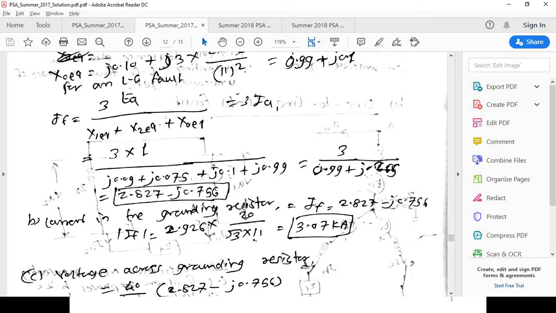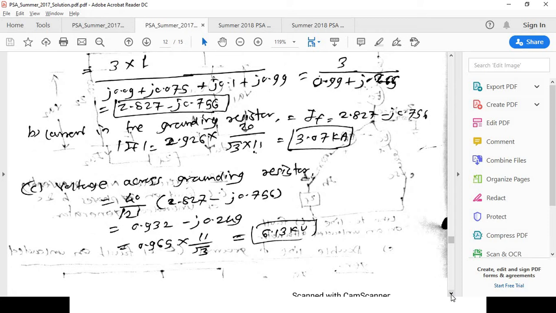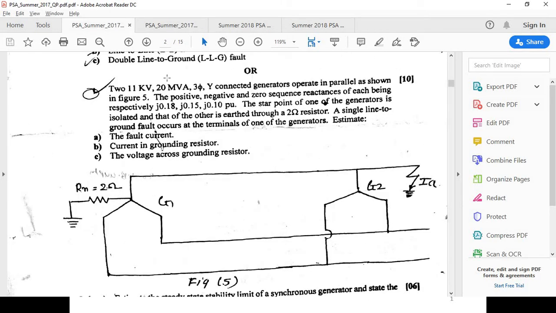kilo ampere. And voltage across the grounding resistor is nothing but resistance into current, that is 40 into 2. Sorry, voltage across the grounding resistor is 40 upon 2 into 2.827 minus j 0.756, because this is actually the per unit value of the voltage and it is multiplied by the base value, so we will get the actual value of the voltage in kilovolt. So this is the value of voltage across the grounding resistor.